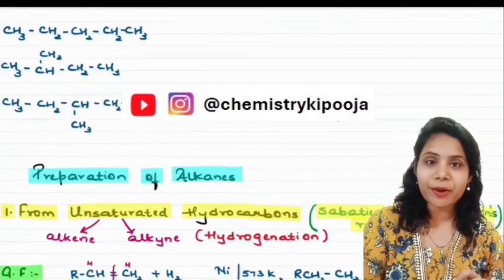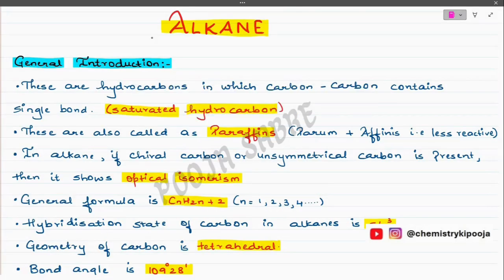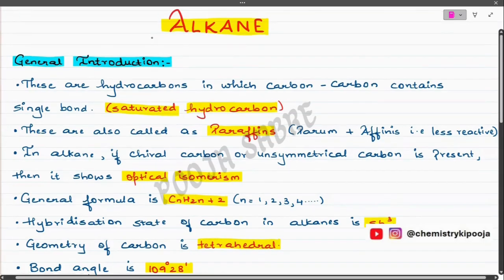Now let's start with the first topic, that is alkanes. Alkanes are the hydrocarbons in which carbon-carbon single bond is present. If carbon-carbon single bond is present, then we know that it is a saturated hydrocarbon, right? Alkanes are also called paraffins. Paraffins are basically less reactive. Alkanes are less reactive.